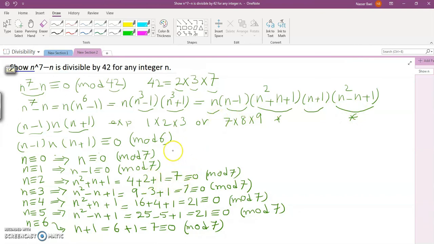So totally this equation, which is n to the power of 7 minus n, will be a multiple of 6 and at the same time a multiple of 7. So totally we can say n to the power of 7 minus n will be congruent to 0 in mod 42.